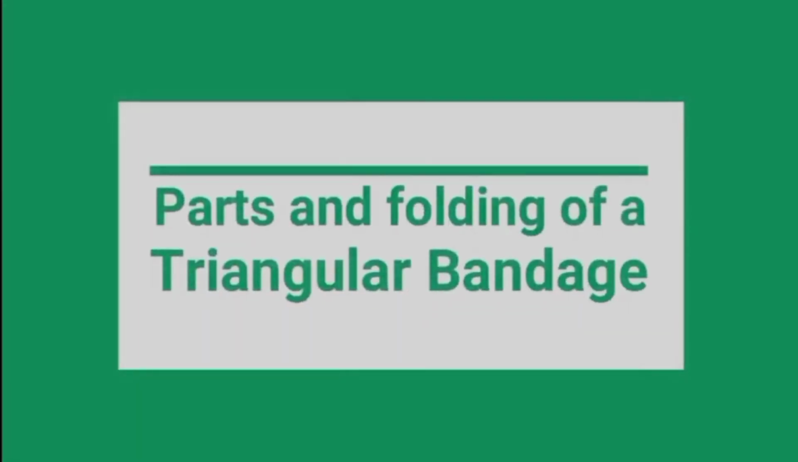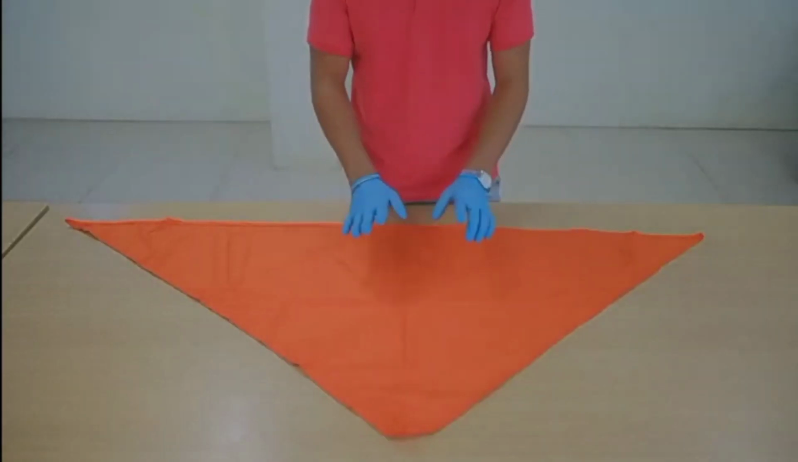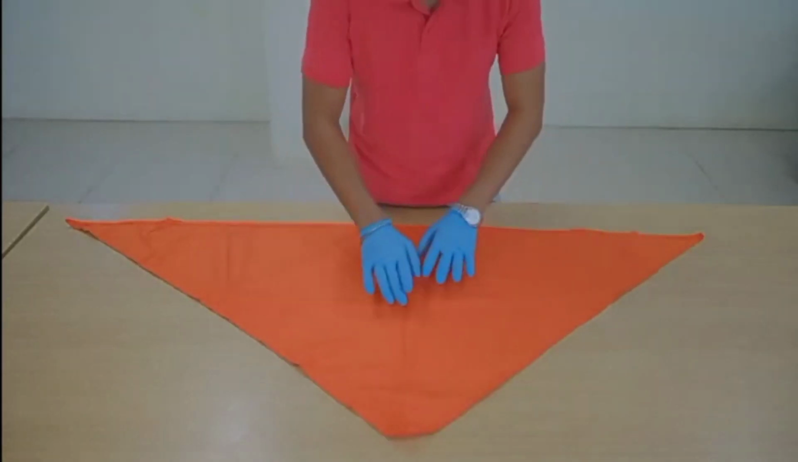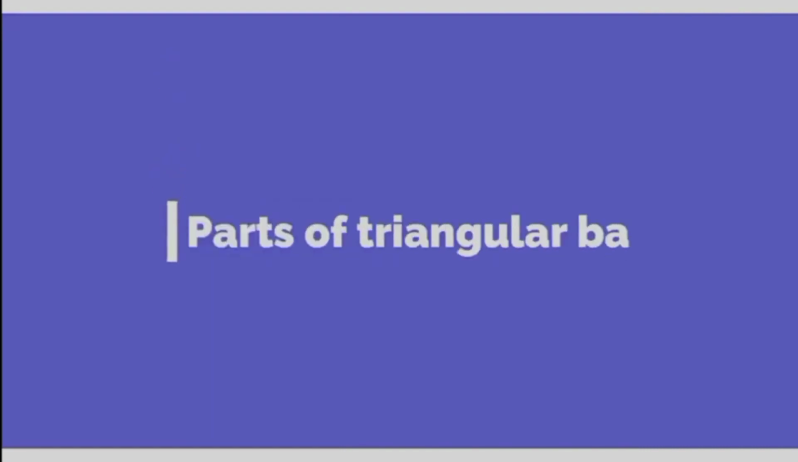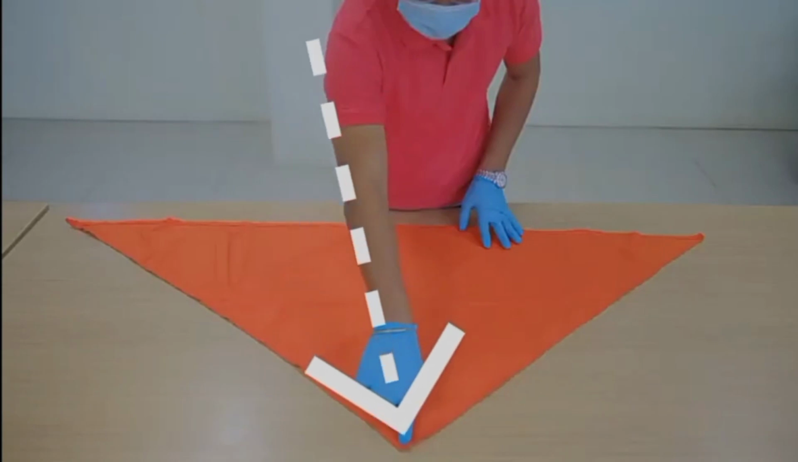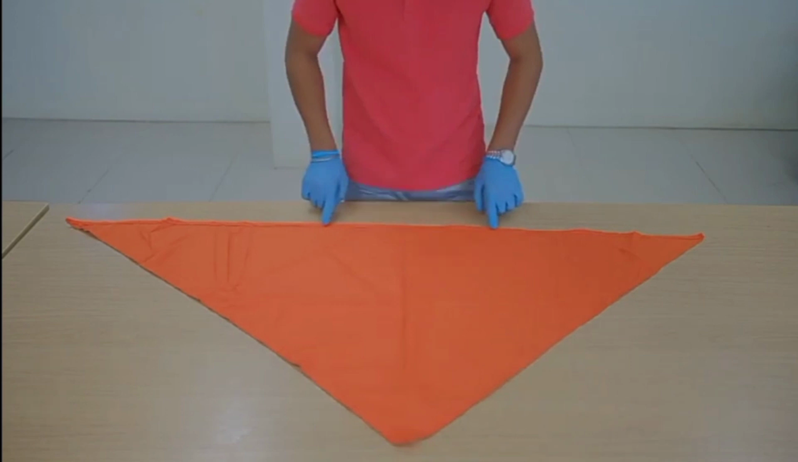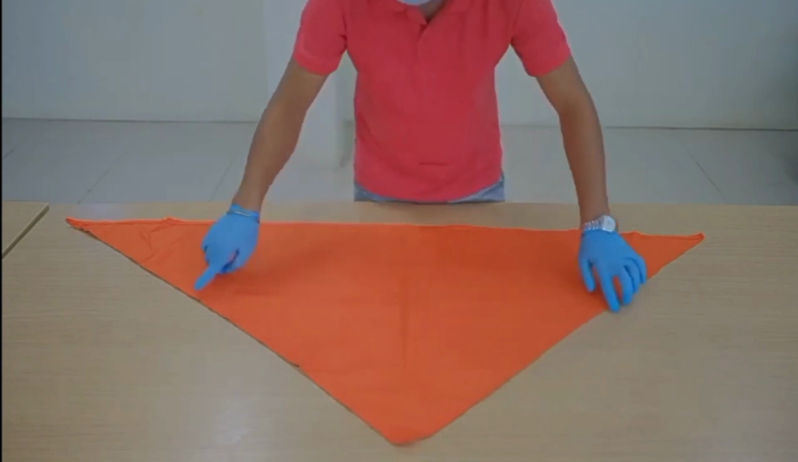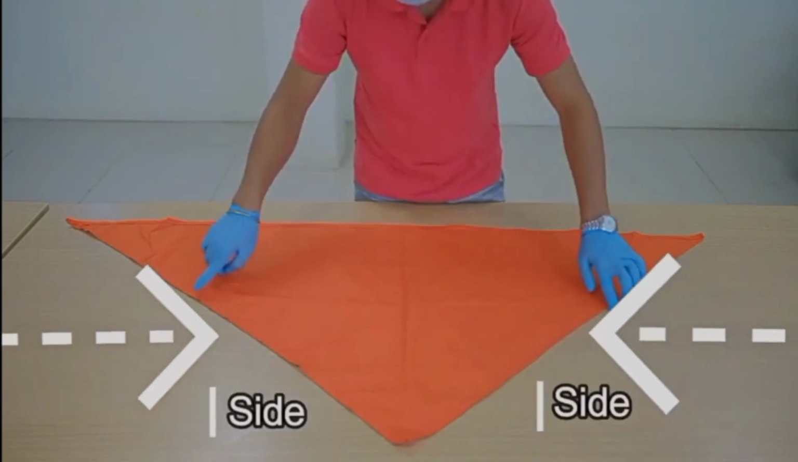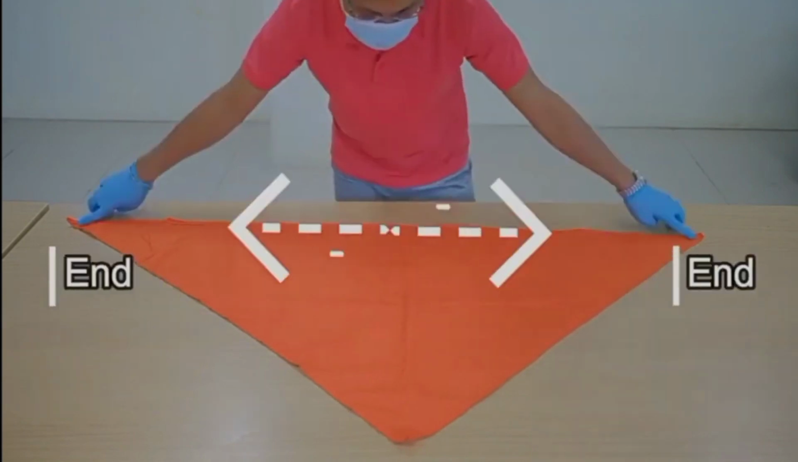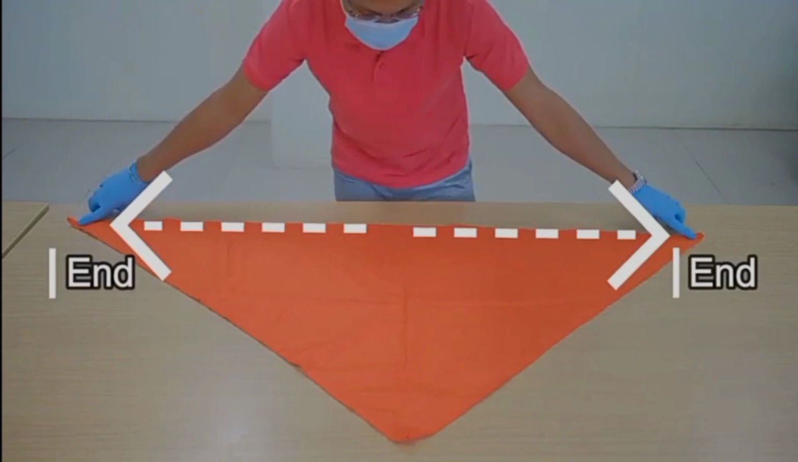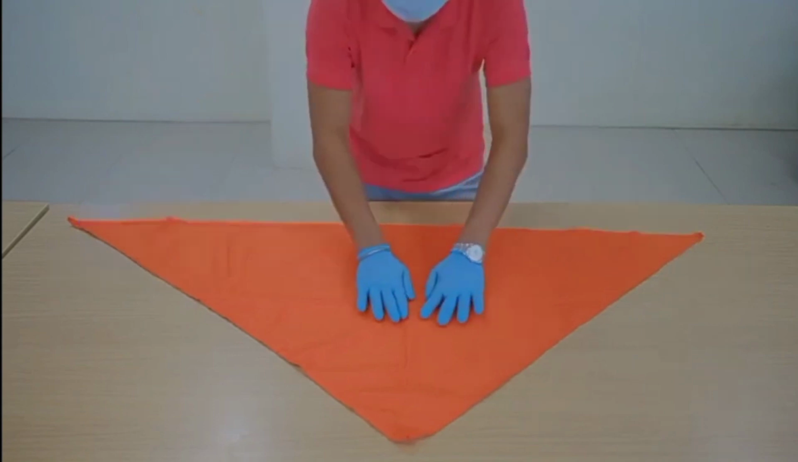Parts and folding of a triangular bandage. Parts of triangular bandage. First, we have the apex, the base, the side, the end of triangular bandage, and the body.